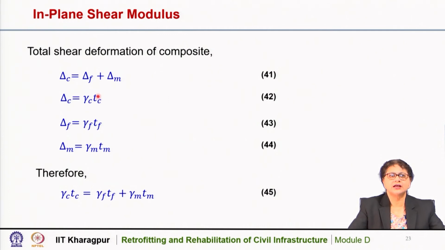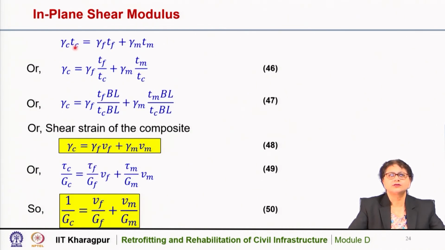So, the shear strain can be written as, that is gamma C is equal to delta C by T C. Similarly, gamma F is equal to delta F by T F, and gamma M, that is the shear strain in the matrix, is equal to delta M by T M. So, we can write this equation 45: gamma C into T C is equal to gamma F into T F plus gamma M into T M. Here we are replacing the deltas with gamma and T. So, this is written here.